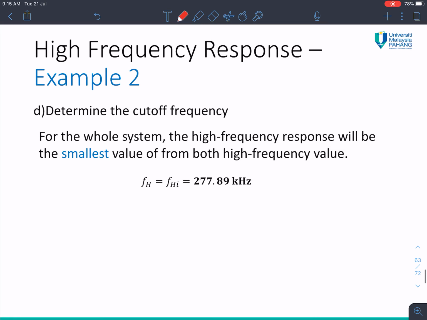Now determine the cutoff frequency. We get two values from FH in and FH out. For the whole system, the high frequency response will be the smaller of the two high frequency values. So now the smallest is 277.89 kilohertz. This is the FH in. So this is the cutoff frequency now.